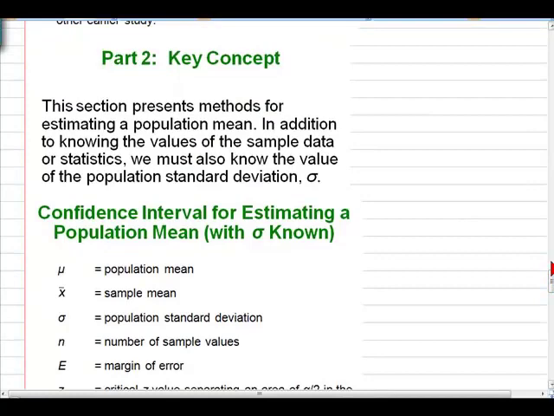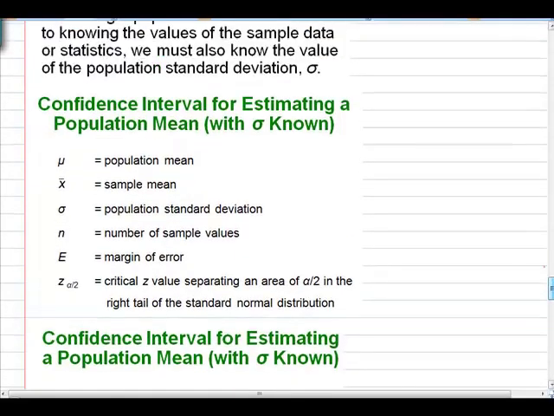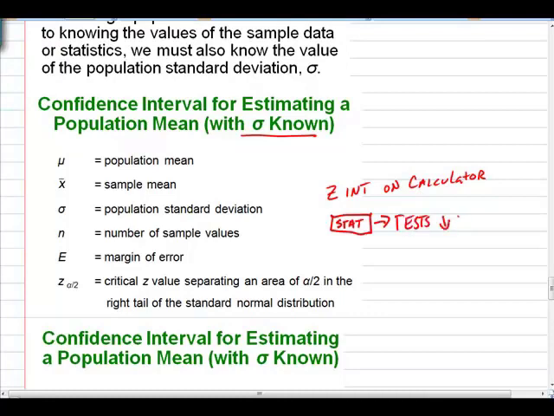This section presents methods for estimating a population mean. A difference is that, in addition to knowing the values of the sample data or statistics, we must also know the value of the population standard deviation. If you know sigma, this is different from what we did before, then we can use a normal distribution and we're back to our familiar z-scores. So that would be a z-interval on your calculator. You would hit stat, go over to tests, and then go down to z-interval for your confidence interval.